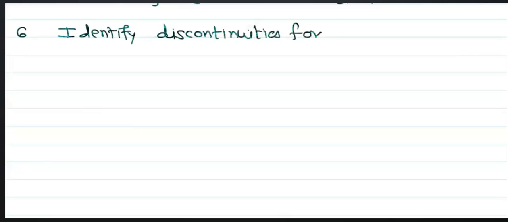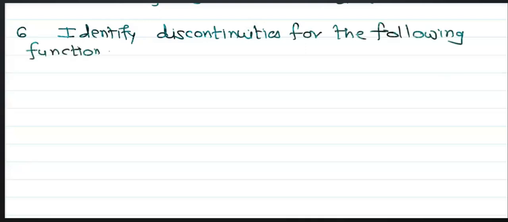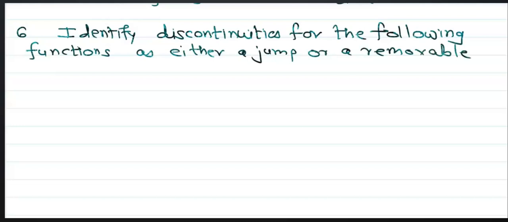Now next is number 6, question number 6. Identify the discontinuities for the following functions as either a jump or removable discontinuity.